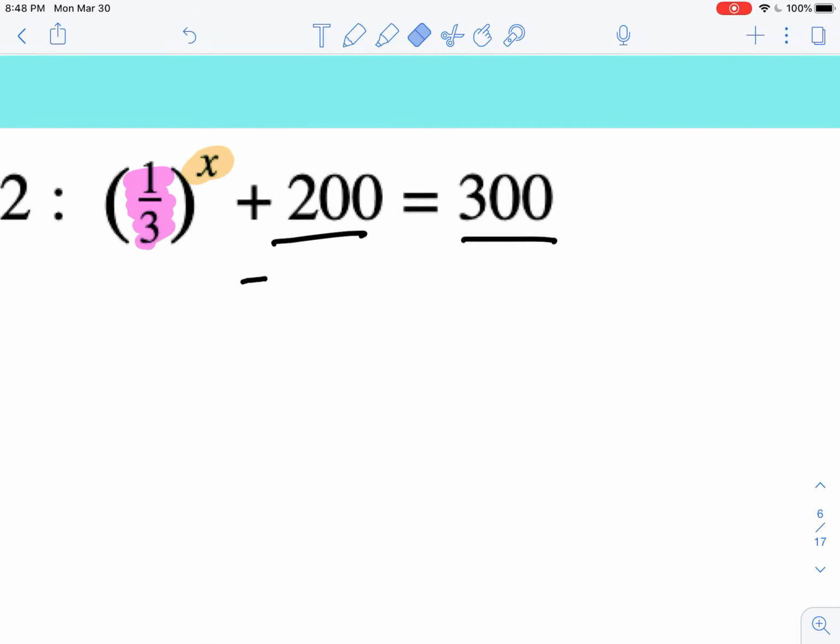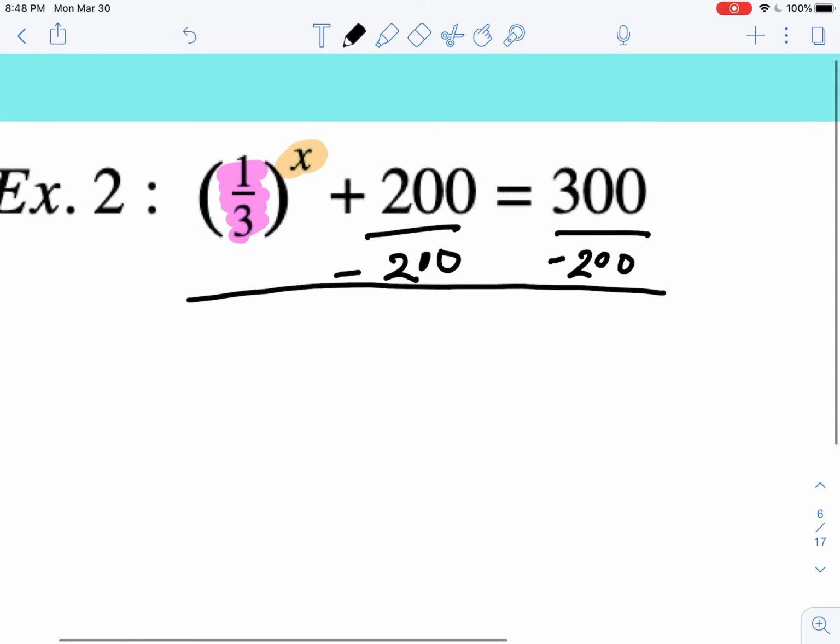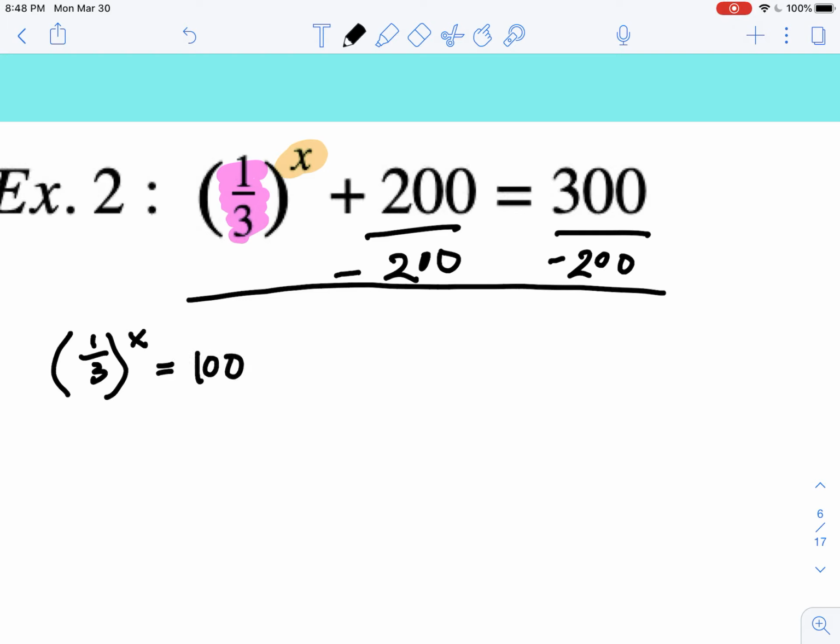So subtract 200 minus 200. And that's going to give me 1/3 to the power of x equals 100. So that's what I mean when I say you need to isolate the exponential. Sometimes it's not all by itself like it was in example 1. We have to do a little bit of work.